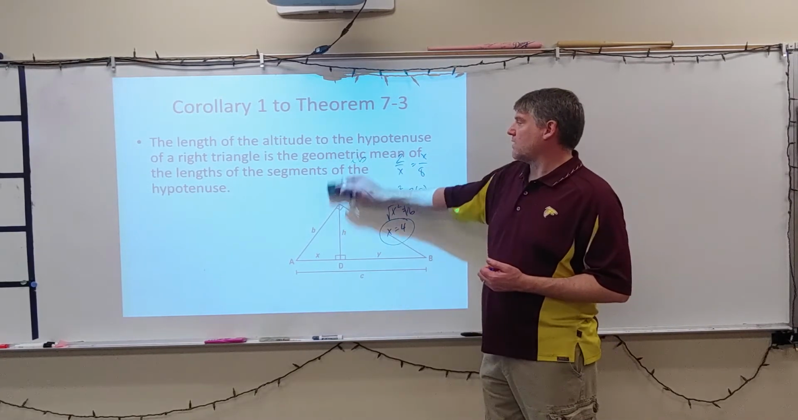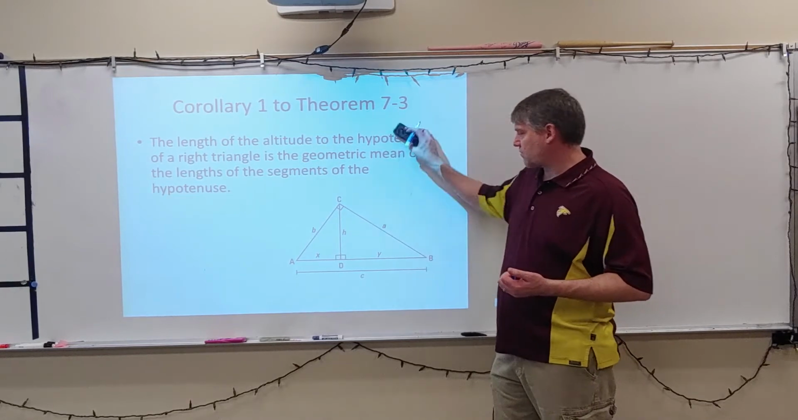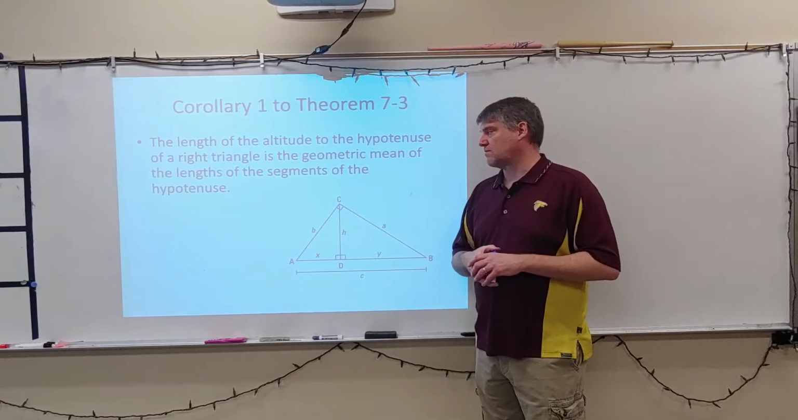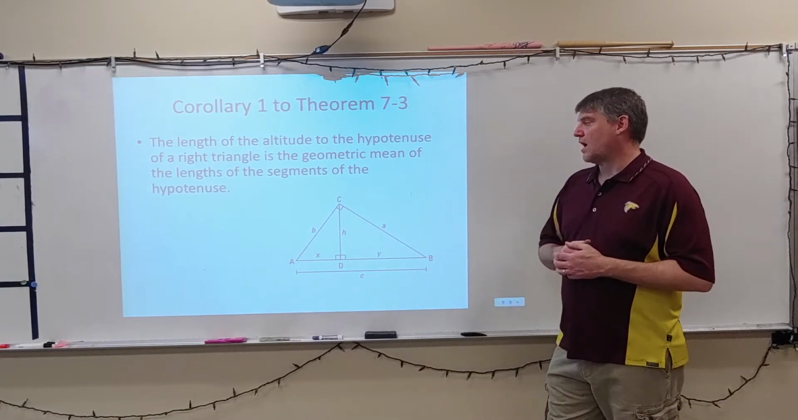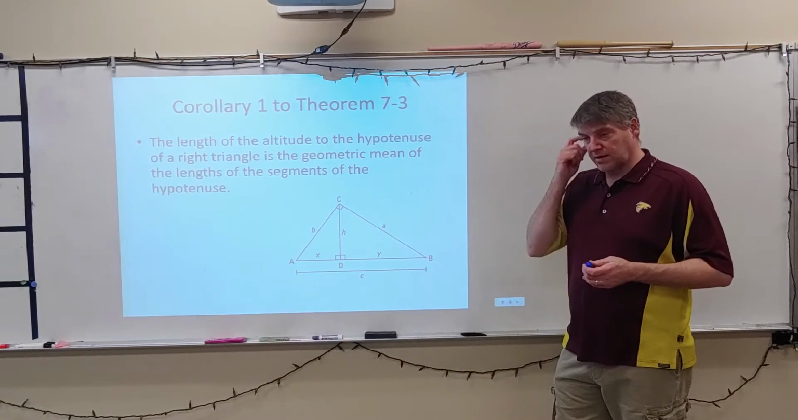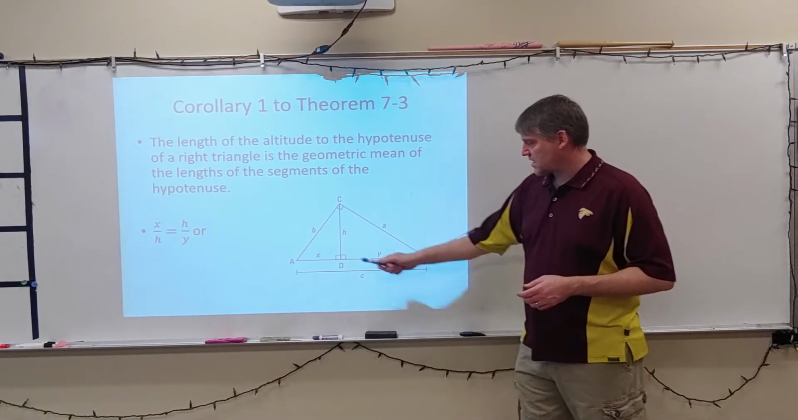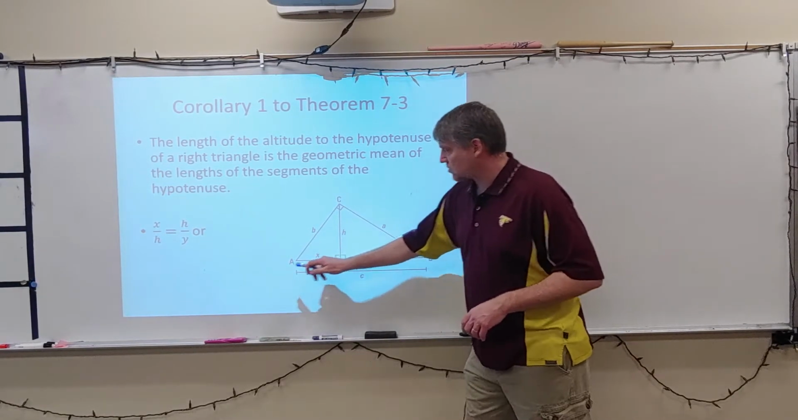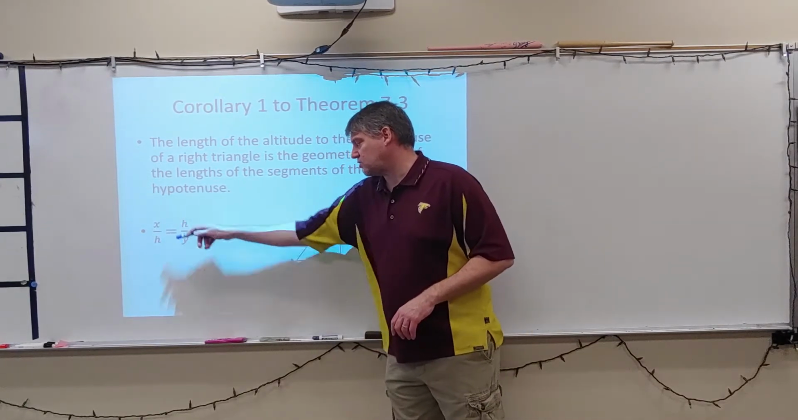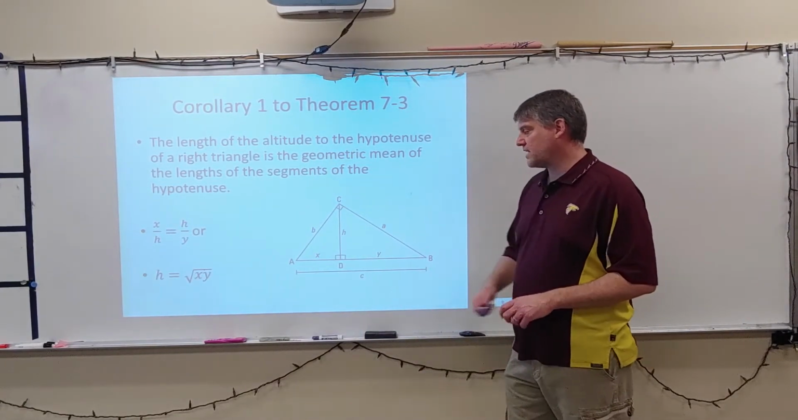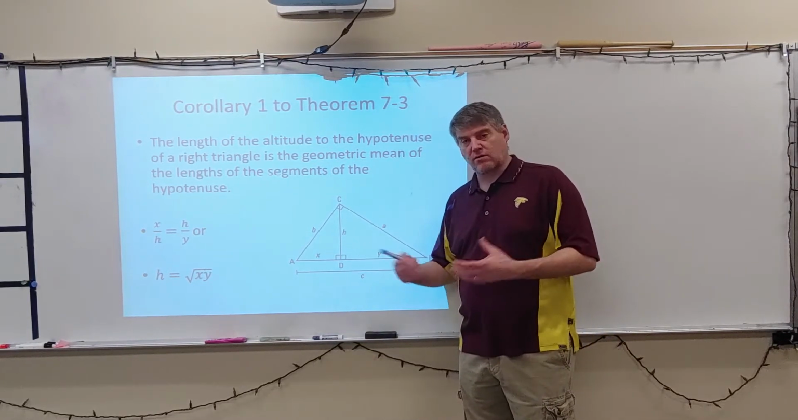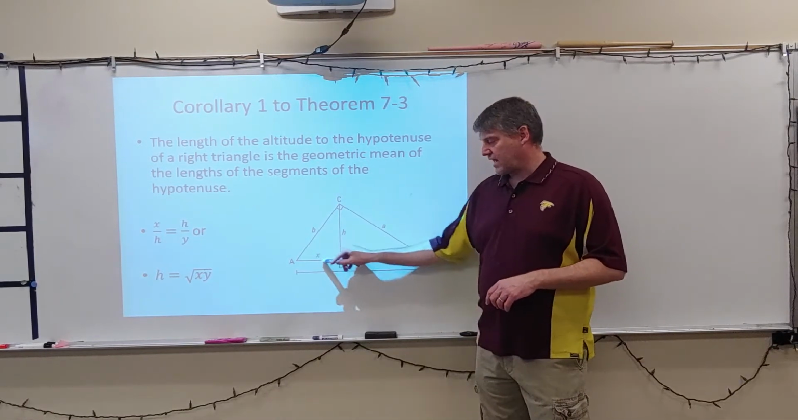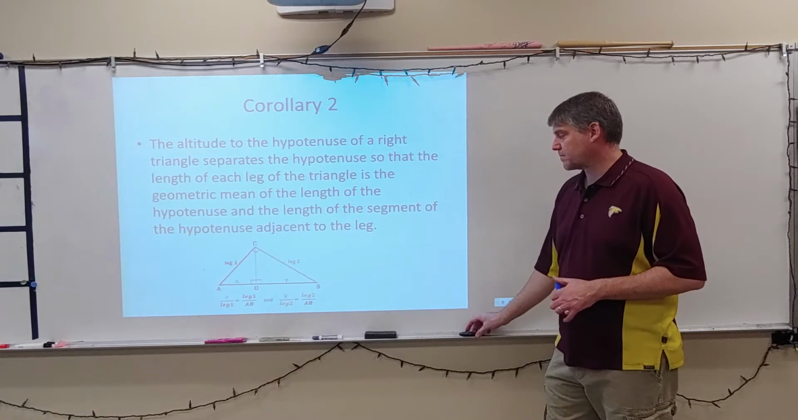Okay? So corollary to 7.3, so it's kind of an extension. The length of the altitude to the hypotenuse of the right triangle is the geometric mean of the lengths of the segments of the hypotenuse. Okay? So what that is saying is, here I have my altitude. It breaks this up into two pieces. So I have x over h equals h over y, or h equals the square root of the product of these. Okay? So this is a very important piece when we're looking at solving for this height and these pieces.